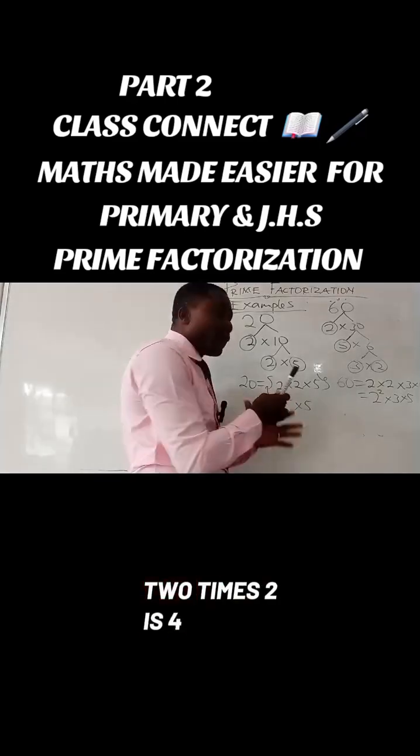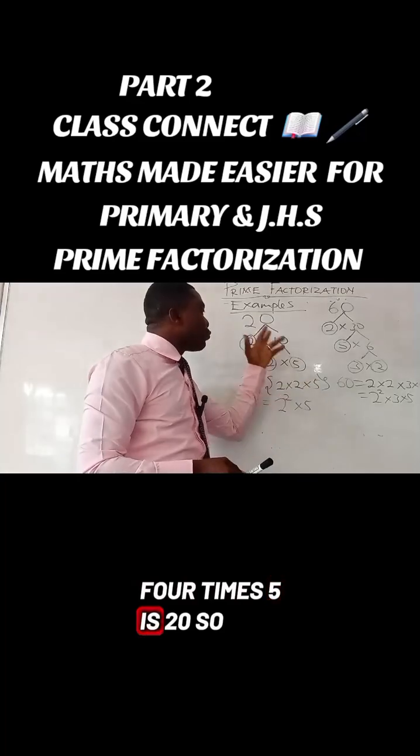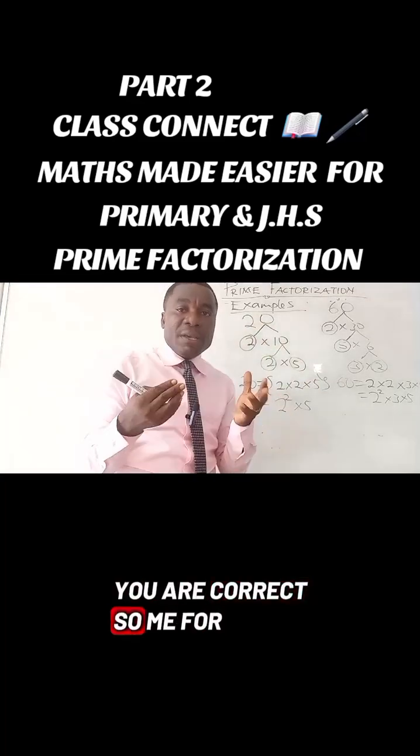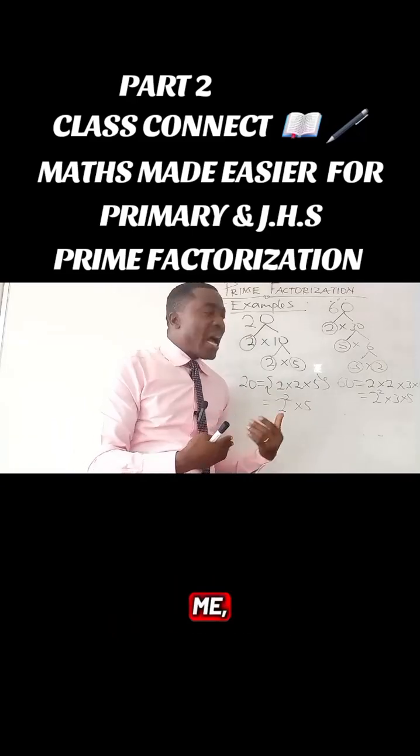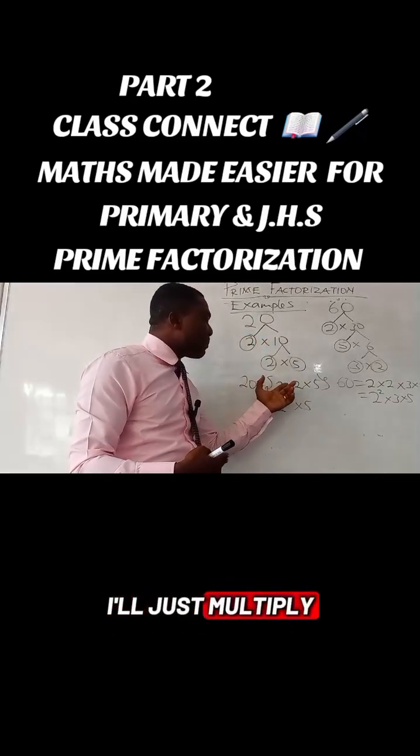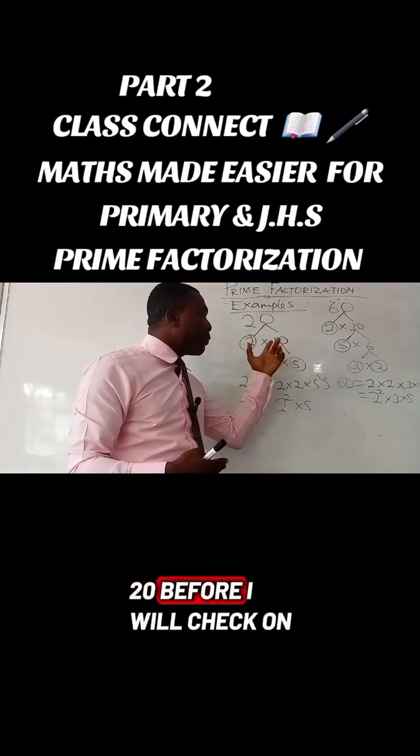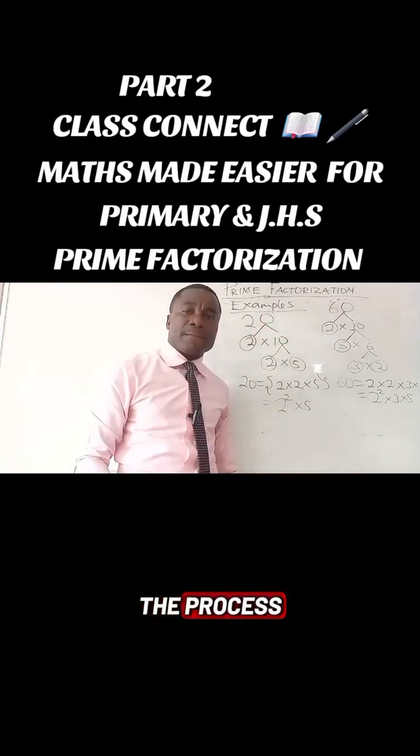Now, 2 times 2 is 4. 4 times 5 is 20. So you are correct. So me, for instance, if you bring this work to me, I won't even bother going through the process. I'll just multiply. If I multiply this and it is 20, then I will check the process.